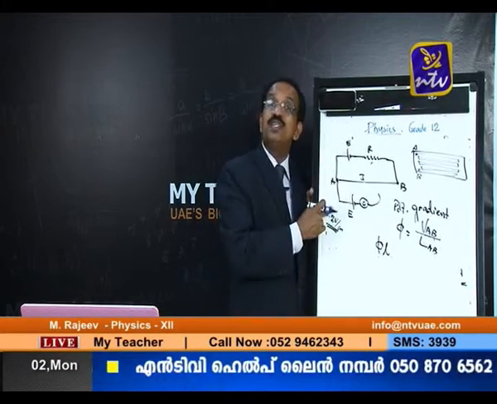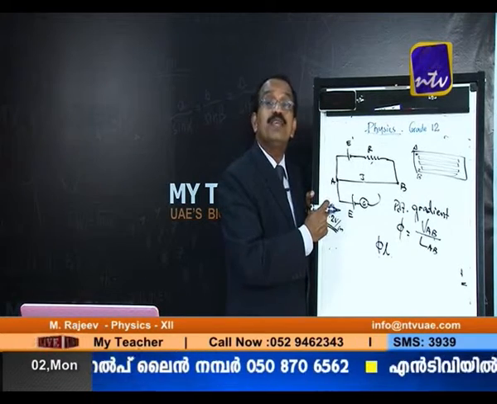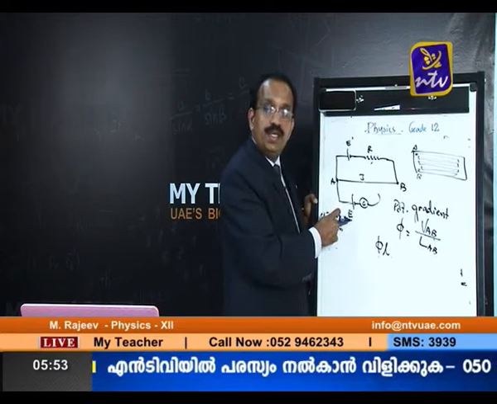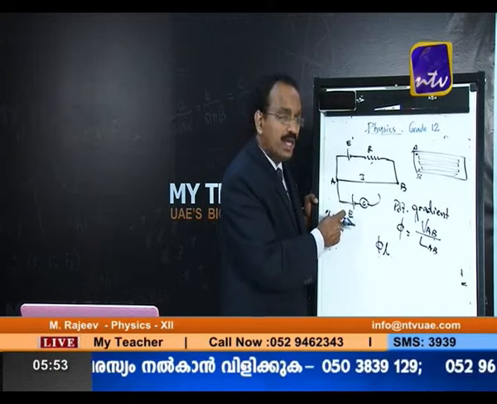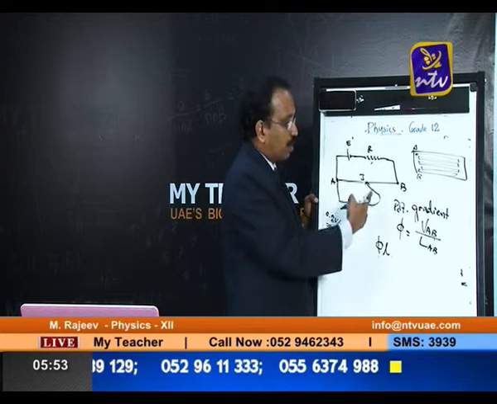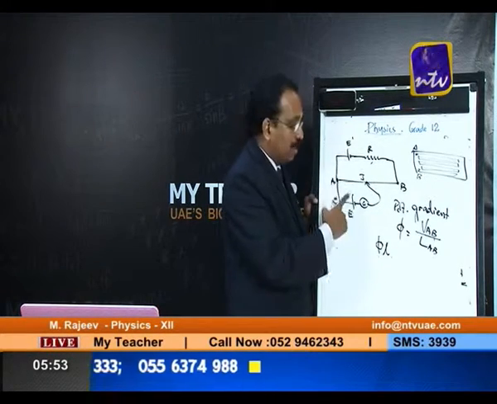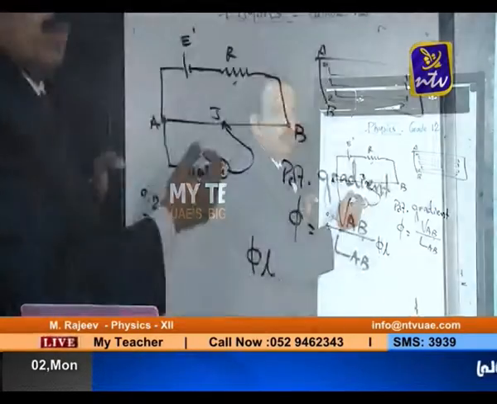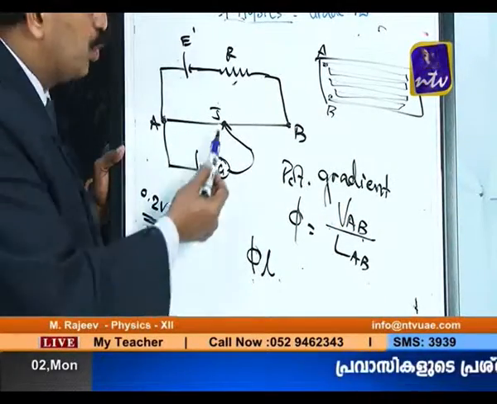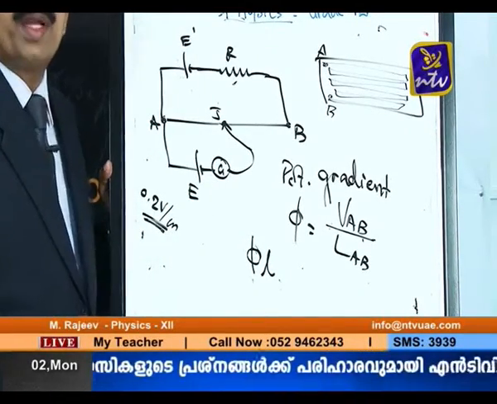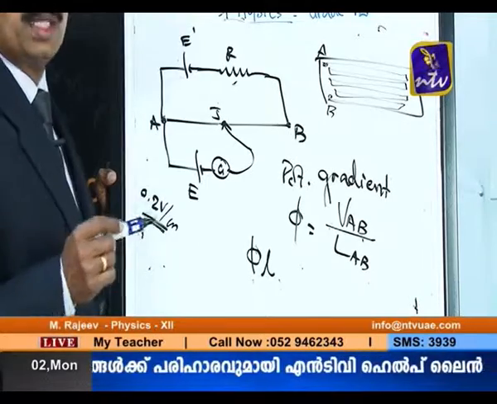Now you have to think of the EMF E in the secondary circuit, which is balancing. Suppose the jockey is initially touched at A, there will be deflection in the galvanometer. Now if you move the jockey, at one point the galvanometer shows 0 deflection. We call that the balancing condition, the balancing point.